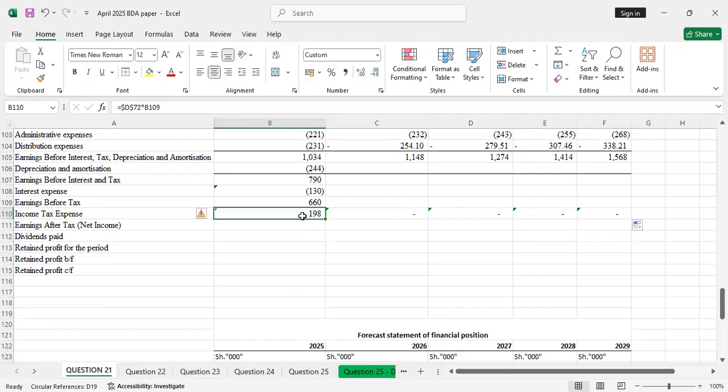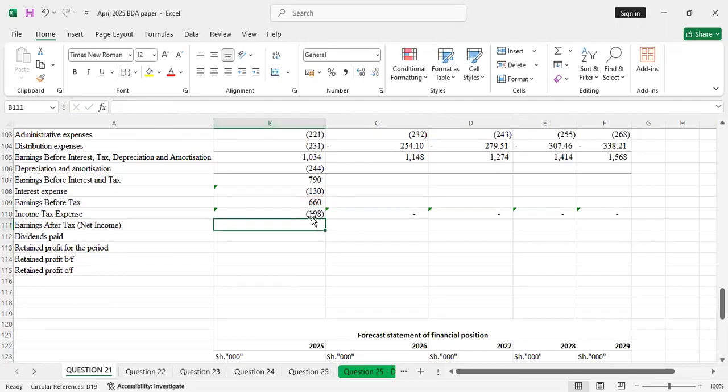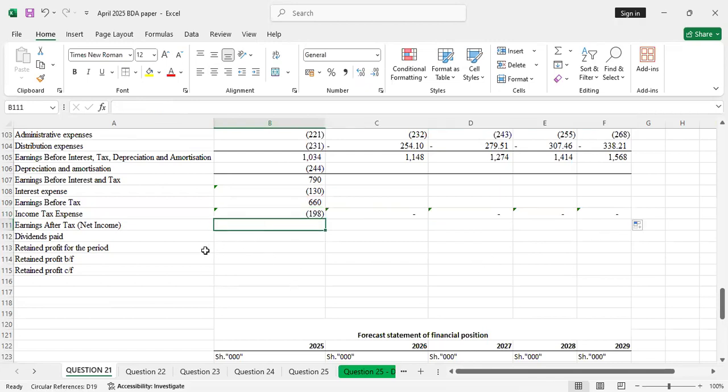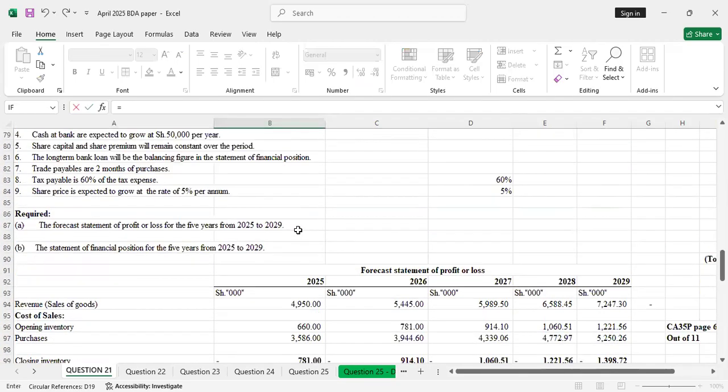So after, earning after tax, which is the net income. Sorry, this was an expense, so I'll put negative here. Income tax expense, so we'll have negative that. I'll drag that so it will capture that negative. So earning after tax will be the sum of these two. Let's say auto sum. 462.